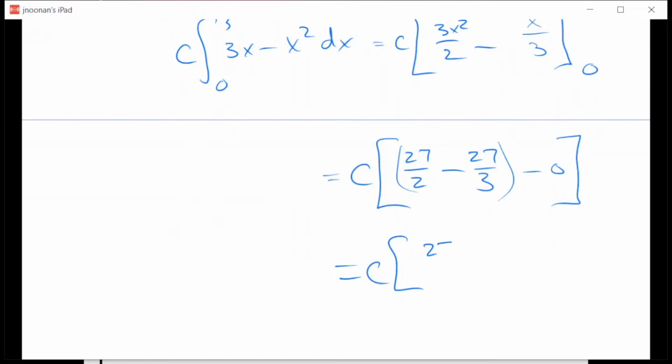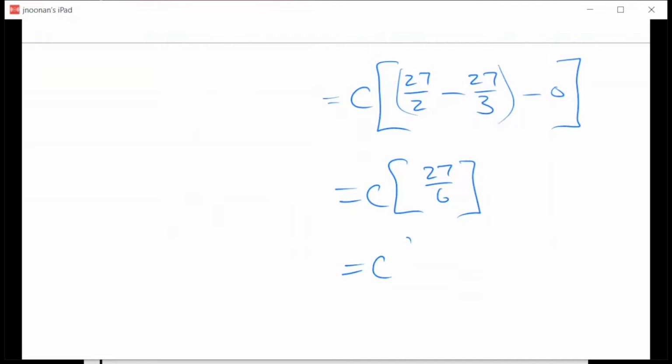I'll do this first, because 27 halves minus 27 thirds is 27 sixths. Now I'll cancel the threes. So that's going to be 9 halves. So there's my integral over the entire range of values.